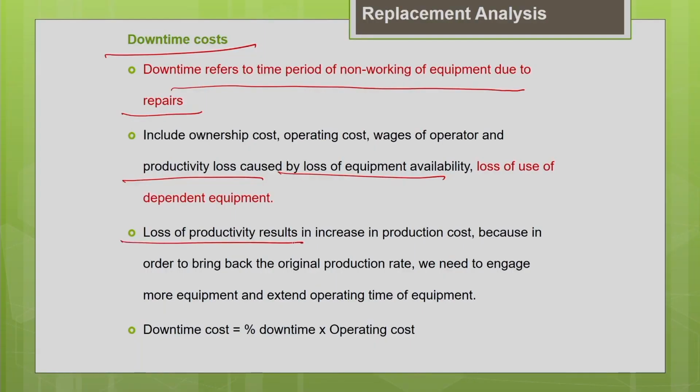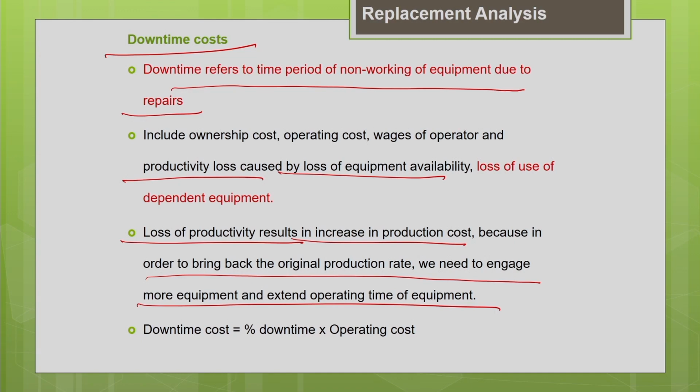So the loss of productivity results in an increase in the production cost, because in order to bring back the original production rate, we need to engage more equipment and extend the operating life of the equipment. That results in some additional cost. This is what we are going to estimate in the upcoming illustration: how to estimate the cost associated with the loss of productivity of the machine because of its downtime.